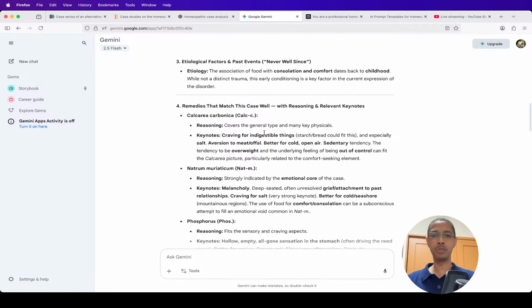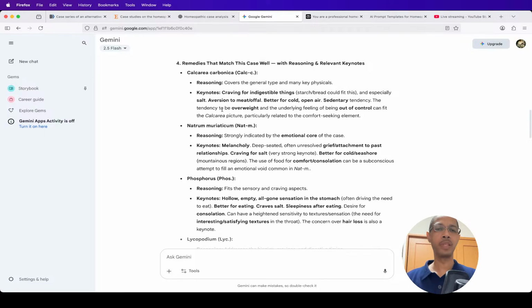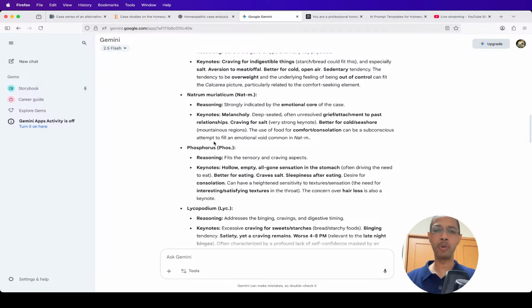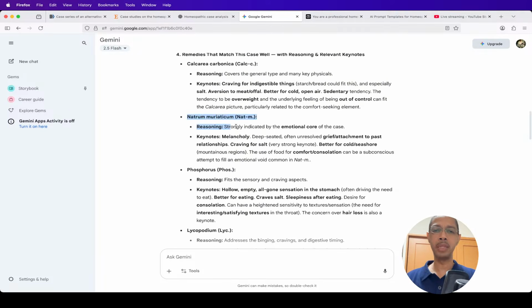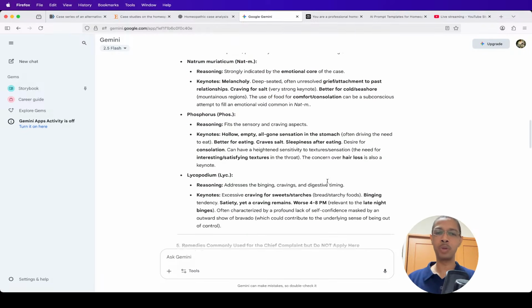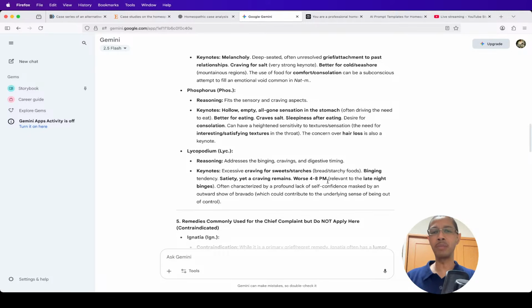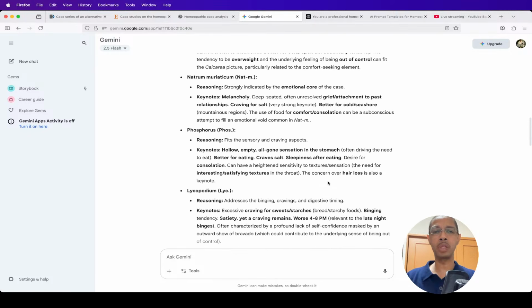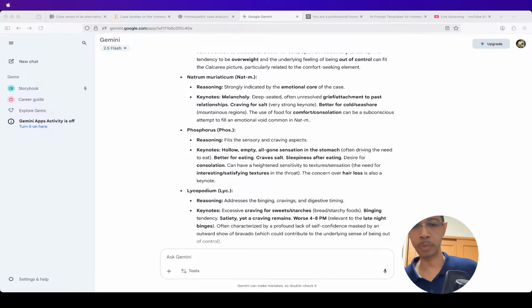Now, the remedies that it chose: calc carb, nat mur, phosphorus, lycopodium. Again, in the case study, they prescribed nat mur. So it's consistently putting up at least one of the suggested remedies that seems to be matching with the case study prescribers. Now, I'm not making a judgment on those homeopaths, but I'm just saying that you can see the output it's giving.